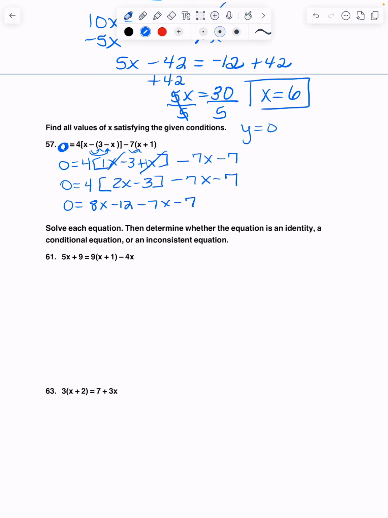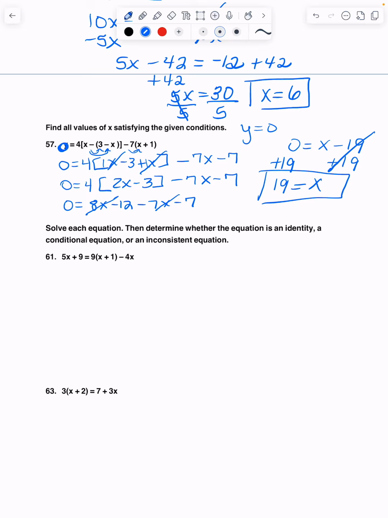Still just cleaning up, so I'm going to move over here. 8x and a negative 7x, that's going to give me positive x. Negative 12 and negative 7 is negative 19. And then if I solve for x, I'm going to add 19 to both sides. So x is 19.